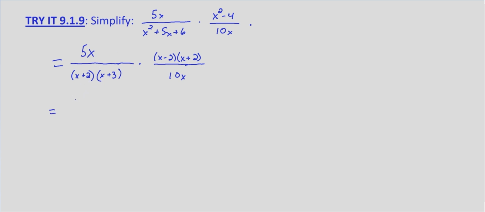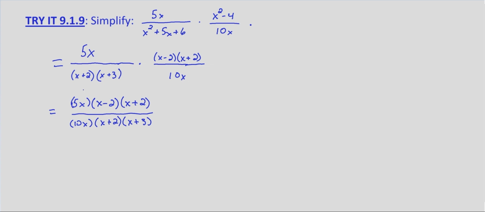So now we multiply the numerators and multiply the denominators. That gives us 5x times x minus 2 times x plus 2 over 10x times x plus 2 times x plus 3. So now we can cancel all of the common factors. We can divide out the common factors.